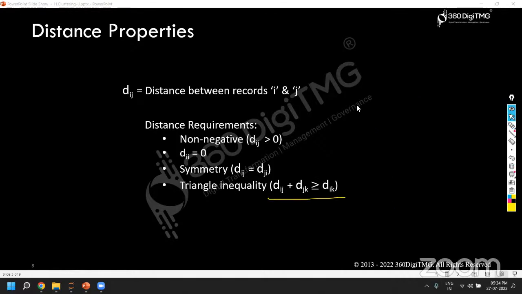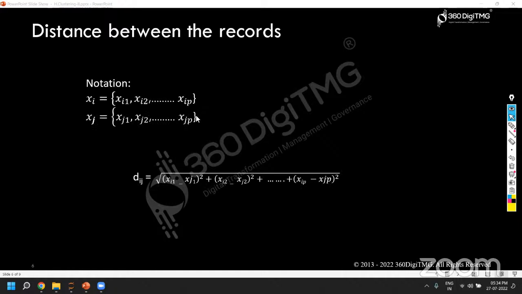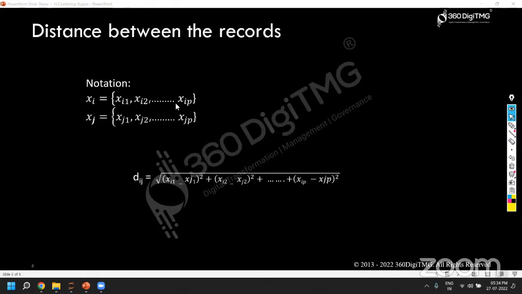Some of the basic properties that we need to remember with respect to distance calculations. Now, whenever we want to calculate the distance between the records, we will try and use this formula. This is called the Euclidean distance measure. But we don't stick to this. This is one of the approaches. Of course, this is the default approach that we use for distance measure. But we can also use various other distance metrics that are mathematically possible.